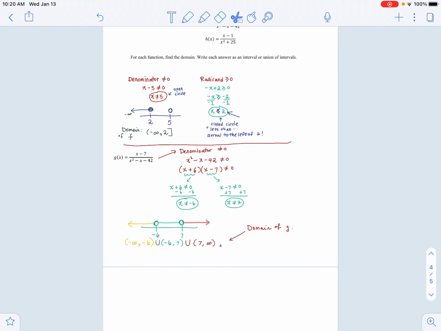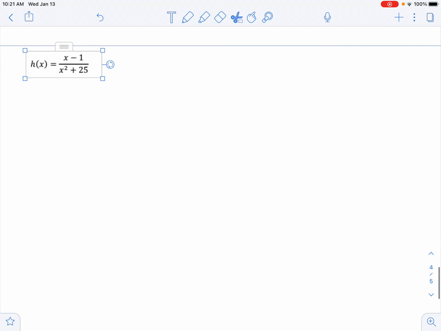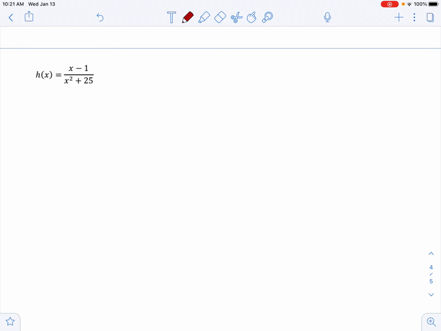But let me go ahead and copy this h of x down here and find that domain, okay? So let's find the domain of h of x, the very last one. It's just a rational function. So we're going to say that the denominator can't be equal to 0. Which means, what's the denominator? This little guy right there. X squared plus 25 can't be equal to 0.